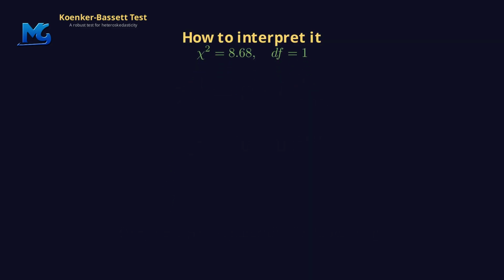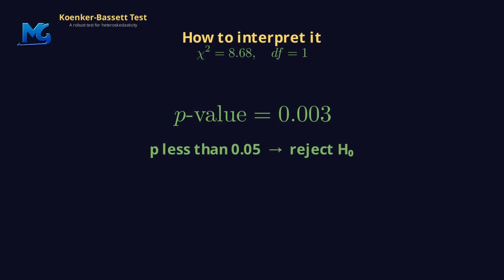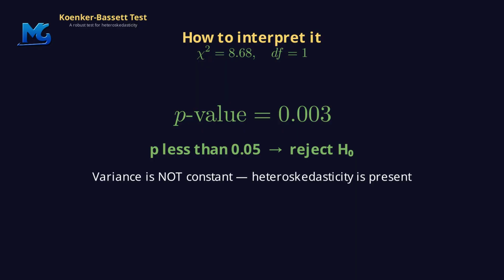How to interpret it? Our p-value comes out to 0.003. That's well below 0.05, so we reject the null of constant variance. The residuals are heteroskedastic. The funnel we saw was real.